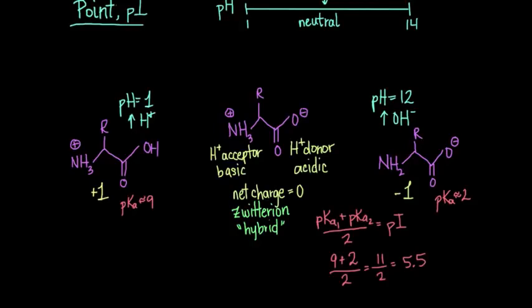So what have we learned? Well, we learned that the isoelectric point is the pH at which a molecule is found in neutral form. In this case, when an amino acid is in its zwitterion form. And we also learned how to calculate this isoelectric point for an amino acid by taking the average of the pKa's of all the functional groups in that amino acid.